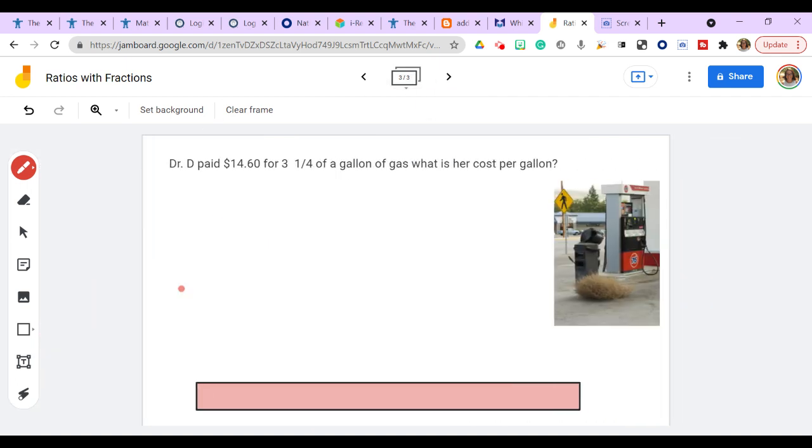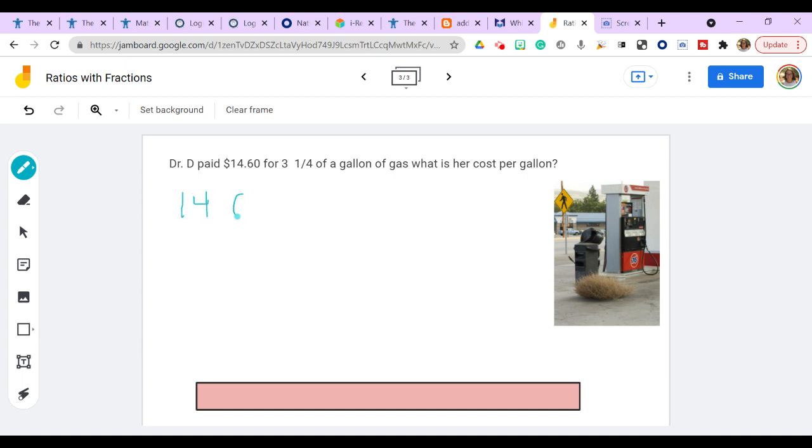All right, our last problem here. Dr. D paid $14.60 for 3 1/4 gallons of gas. What is the cost per gallon? So we're thinking about what is the cost for 1 gallon. Okay, again, I'm going to write this as a complex fraction.